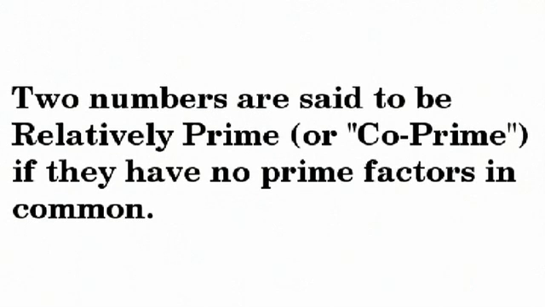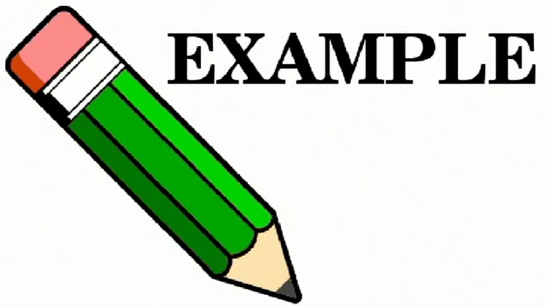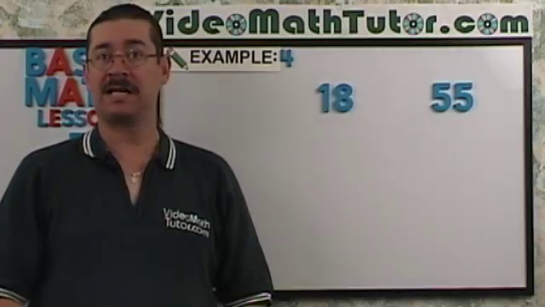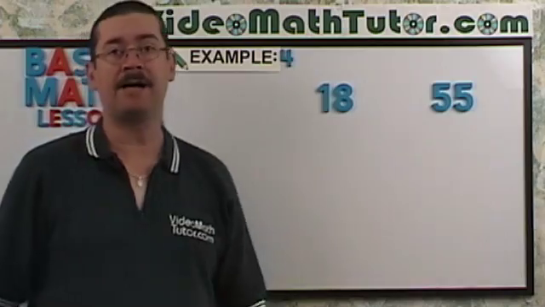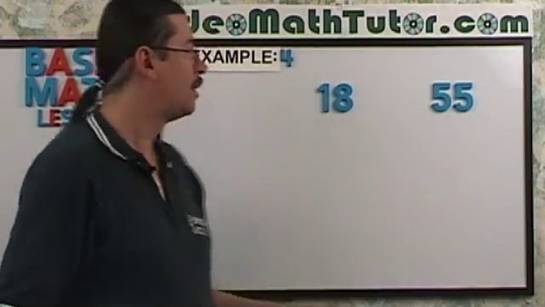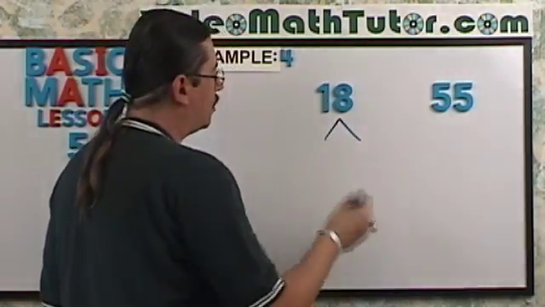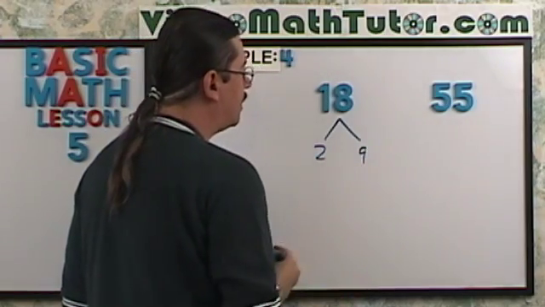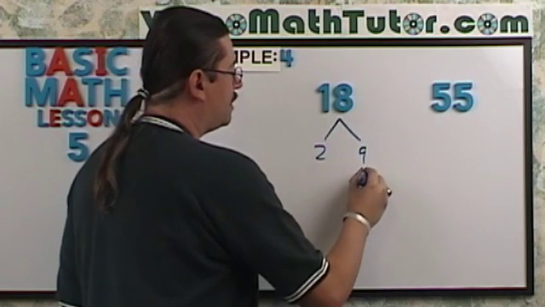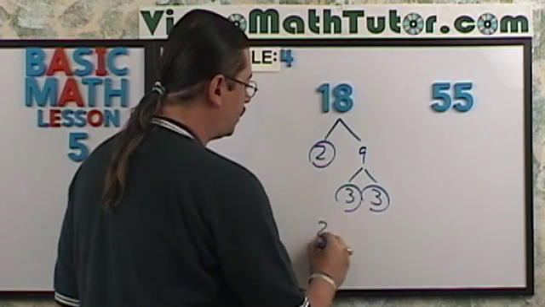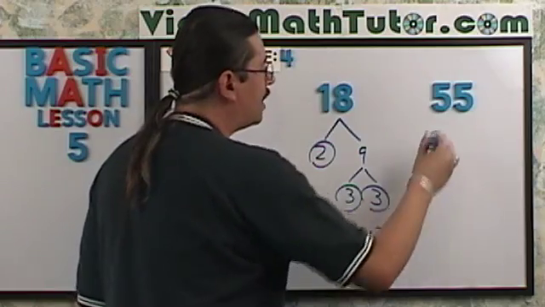Two numbers are said to be relatively prime or coprime if they have no prime factors in common. For example, let's verify that 18 and 55 are relatively prime. So to do that, let's find the factors. So let's break down 18. 18 is, how about 2 times 9? I can't break up 2 anymore, but 9 is really 3 times 3. So here are my factors. So it's 2 times 3 times 3.